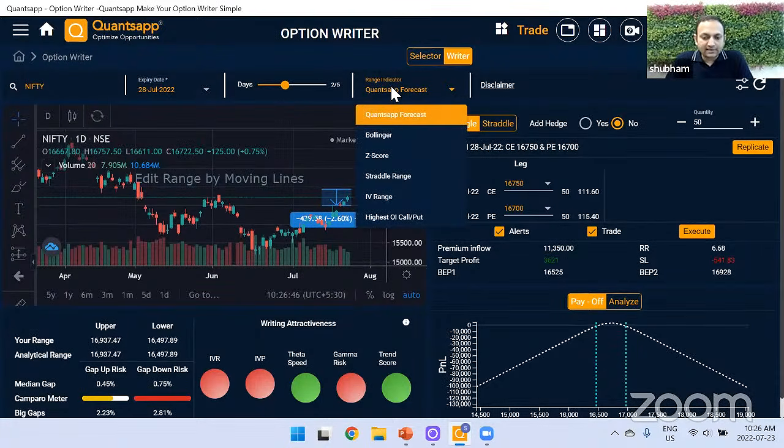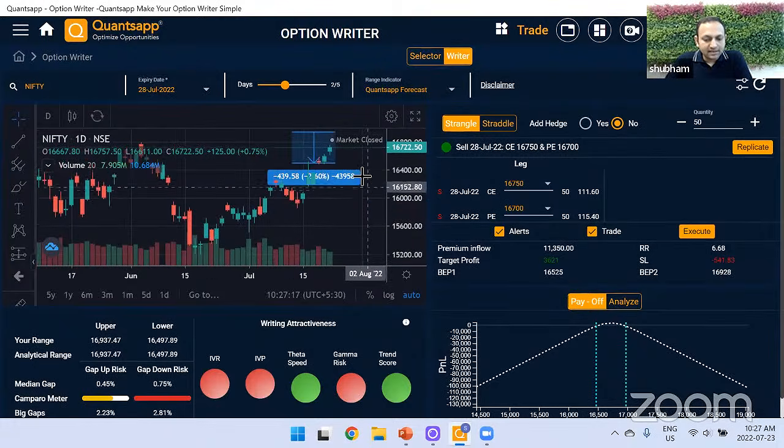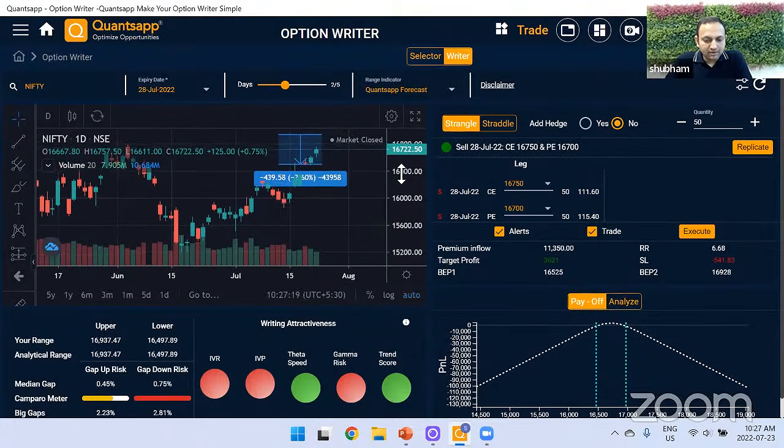Then we can see the default indicator that we have is Quantsapp forecast, which is basically our proprietary model, which adjusts for the trend and does many more things. But one of the things that it does, which is easy to explain, is that it adjusts for the trend inside the underlying, and you are able to forecast a range out of it. So Quantsapp forecast is the default, and we can see on the chart there is automatically something drawn. Let me expand this so that you can see it properly.